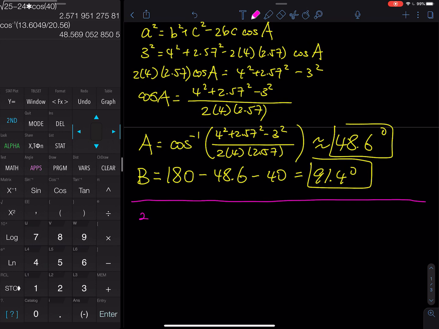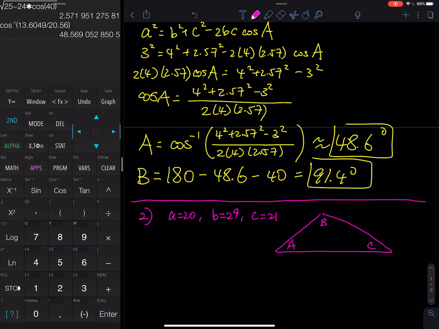So number 2, we have a equals 20, b equals 29, and c equals 21. So this is a side triangle, right? You don't have any angle measurement. I will draw a triangle first to give me some visuals. So this is A, this is B, this is C.